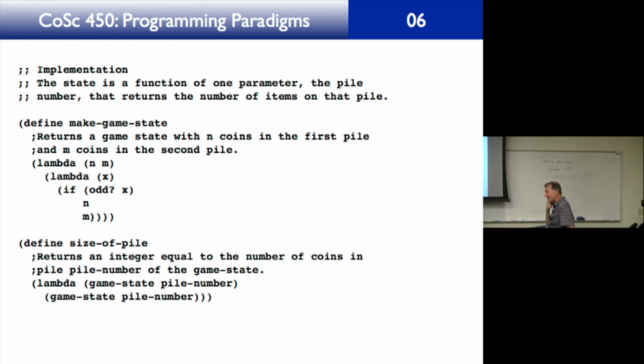Yeah, question. In here, if we have the function define size of pile, if we replace game state in both places it appears with x, everything stays the same. Wait, are you talking about here and here? And there, they're both replaced with x. Absolutely, because these can be called whatever you want, and this is the formal parameter, and as long as you use the formal parameter the same way down here, this could just as easily be lambda x pile number, parentheses x pile number. That would work.